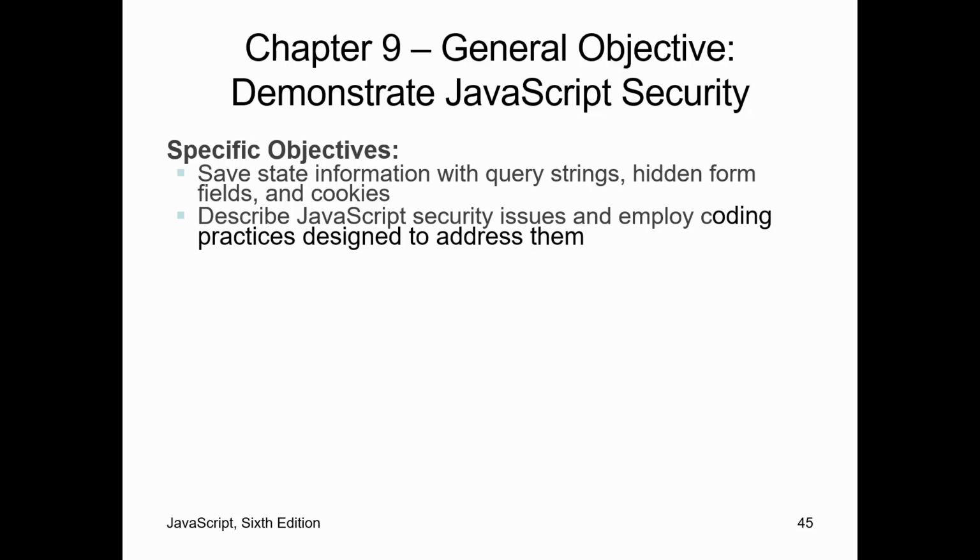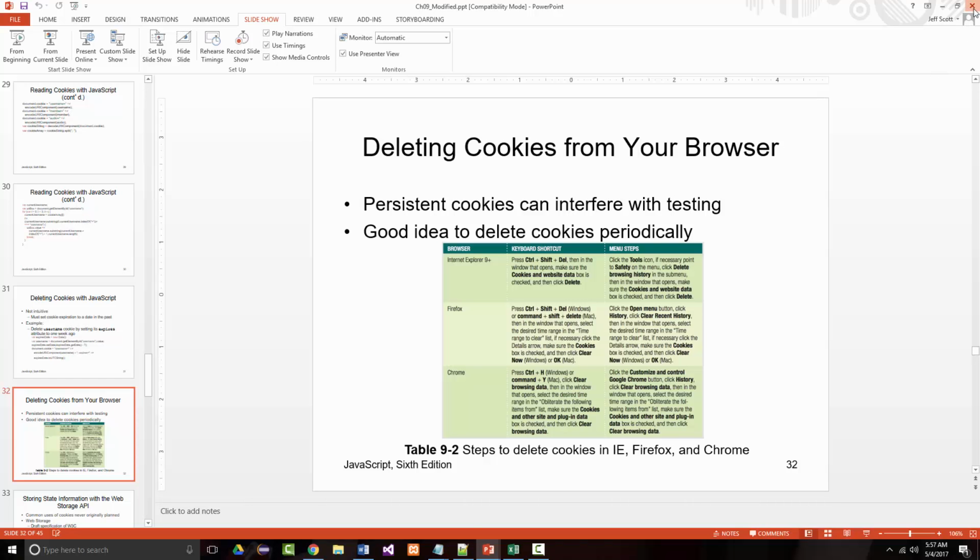So this chapter was a very, very short primer to JavaScript security. We talked about query strings, hidden form fields, cookies, and the Web Storage API. We talked about some of the major JavaScript security issues and how you can hopefully plan to at least mitigate them as much as possible. So that's it for Chapter 9.